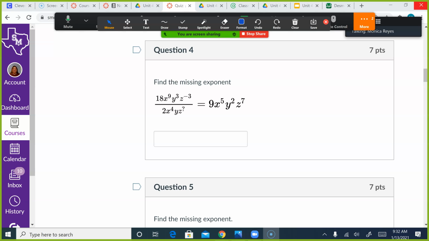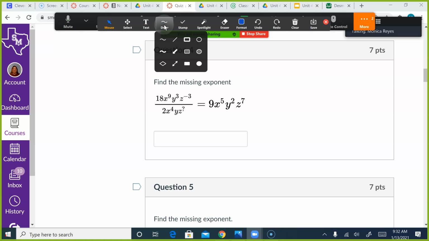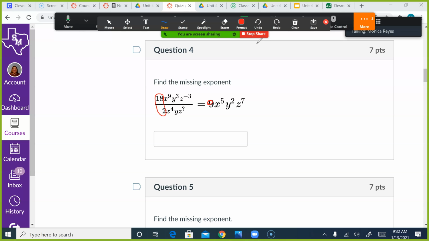So problem number 4 here deals with the dividing ones. We've got to combine our variables vertically and see what we get. Notice here the missing ones this time are inside the problem. It's not asking for the answer. It's asking what that number needs to be in order to give you that answer. So we're going to combine the numbers together: 18 and 2. 18 divided by 2 is 9. So that's where the 9 comes from.